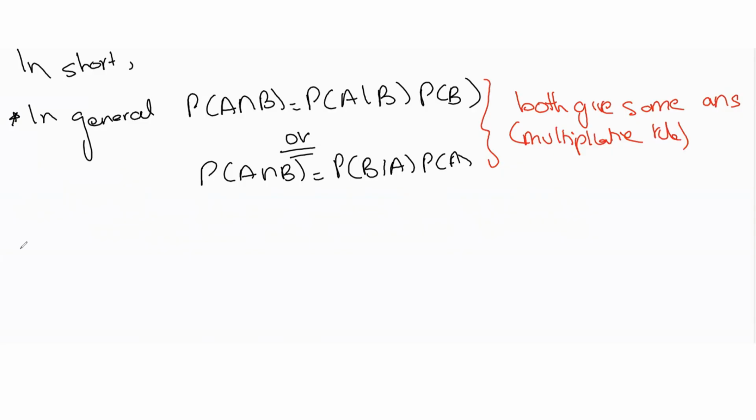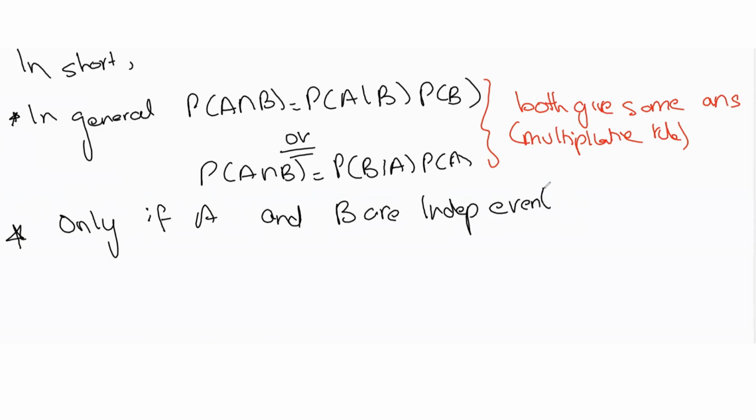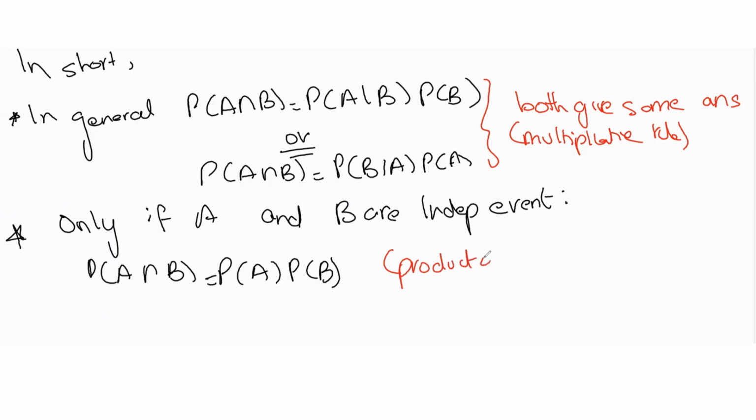In general, you apply the multiplicative rule to find the probability of the intersection. Only if A and B are independent, where the occurrence of one does not affect the probability of occurrence of the other, can you say probability of A intersection B is probability of A times probability of B, a product of the individual probabilities. So in general, whenever you want to find the probability of an intersection, you apply the multiplicative rule. But in the special case where they're independent events, you can write the probability of the intersection as the product of the individual probabilities.